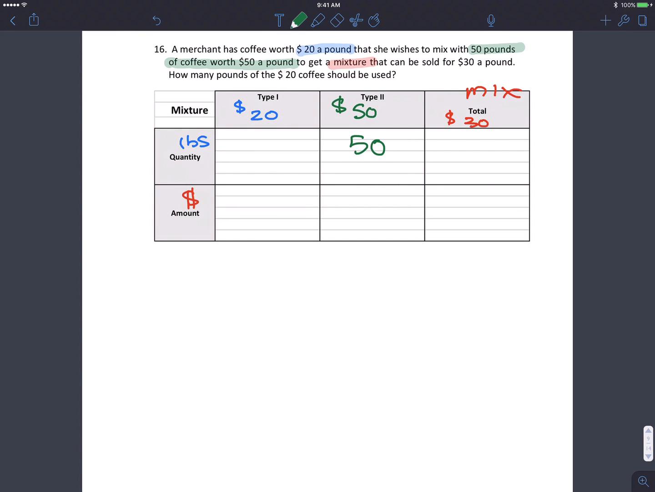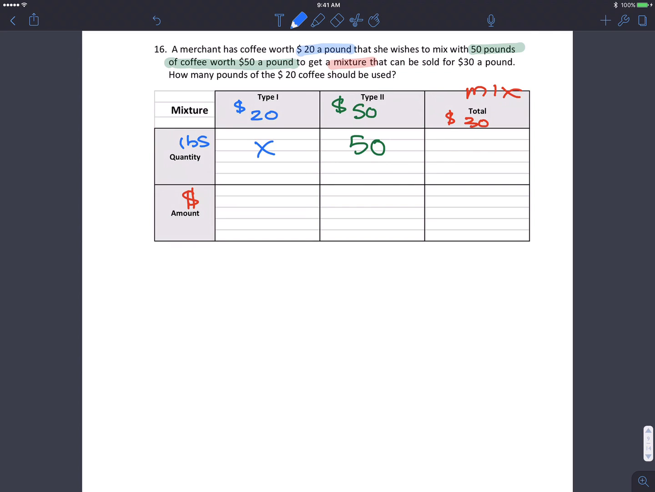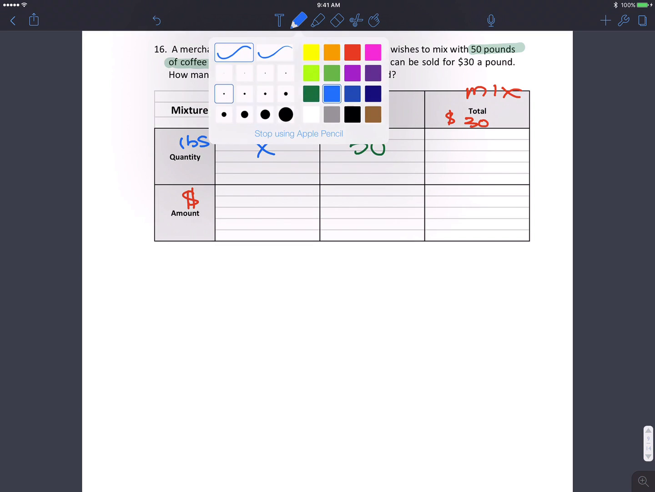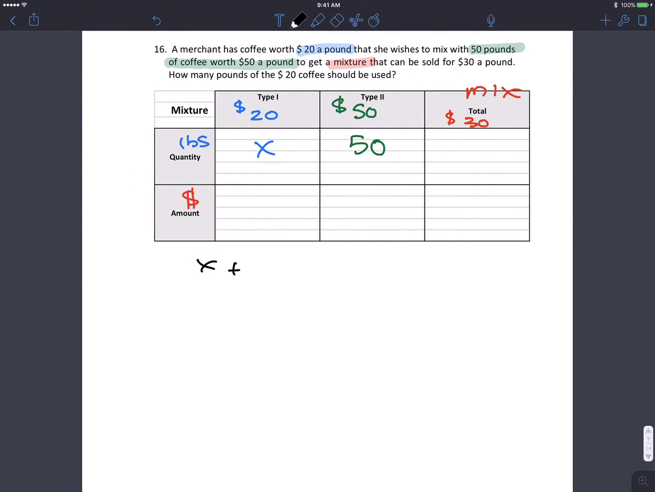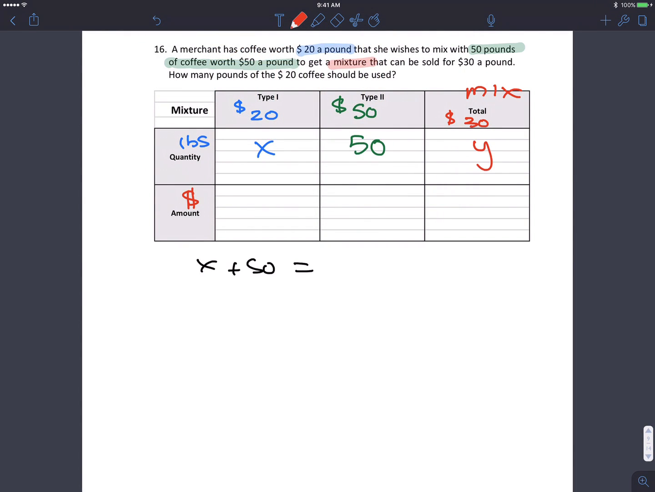She's silent about the $20 a pound type. So we're going to call that X. And since we don't know X, we don't know what that value is. We know that X plus 50 will be some value here. We're going to call this other value Y. Okay? That's your total. You don't know what the total is. She just told you what the type 2 quantity is. That's 50 pounds. So that first equation here is X plus 50 is Y.